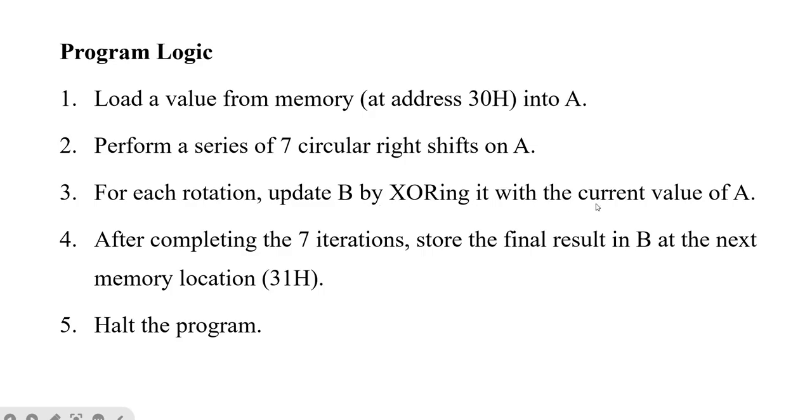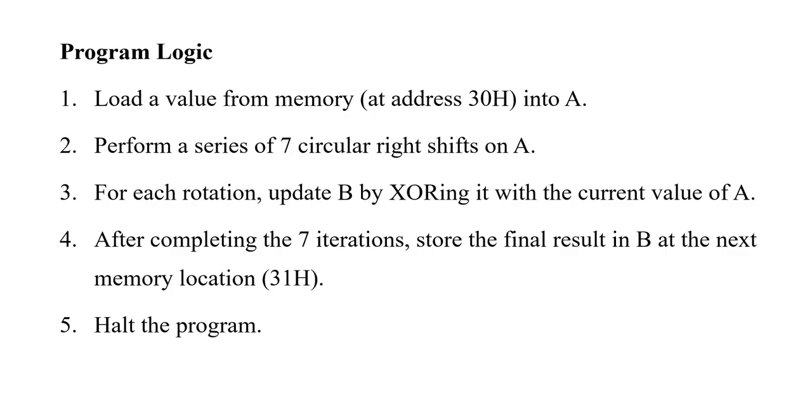by XORing it with the current value of A. After completing the 7 iterations, we have to store the final result in B at the next memory location, that is 31H. Then we have to stop the program, that is we have to halt the program.